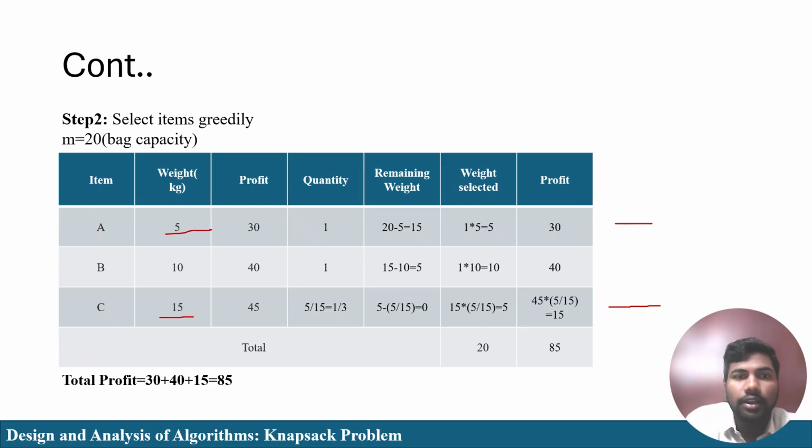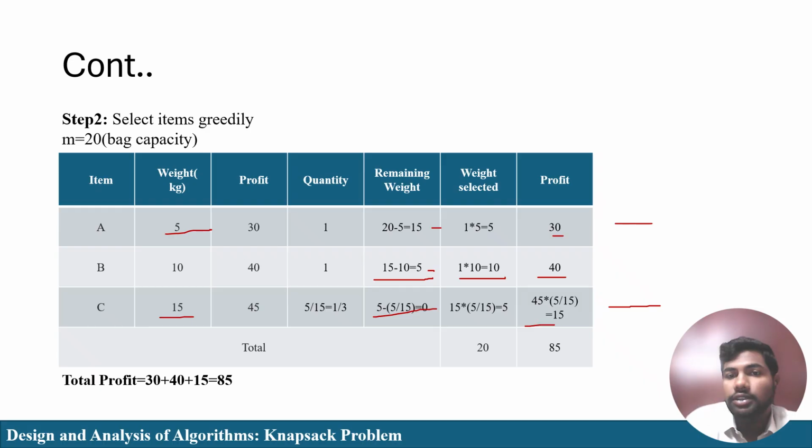Initially, the size of the bag is 20 and the first item's weight is 5. We have selected the entire item with a profit of 30. Next, the remaining weight is 15. From the 15, we have inserted the second item with a weight of 10 and then the remaining weight is 5. So, we have selected the entire item with a profit of 40. And next, the entire item cannot be fit as the weight of the next item is 15, but the remaining weight is only 5. So, 5 parts of 15 is selected.